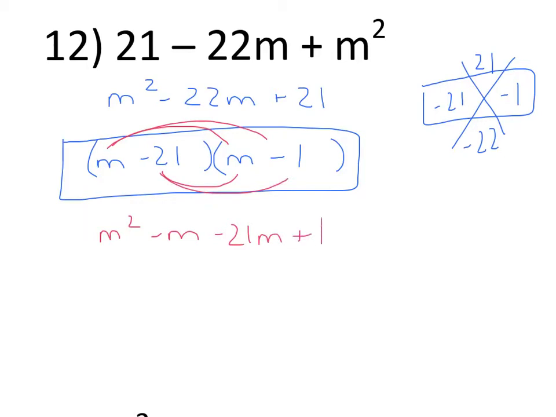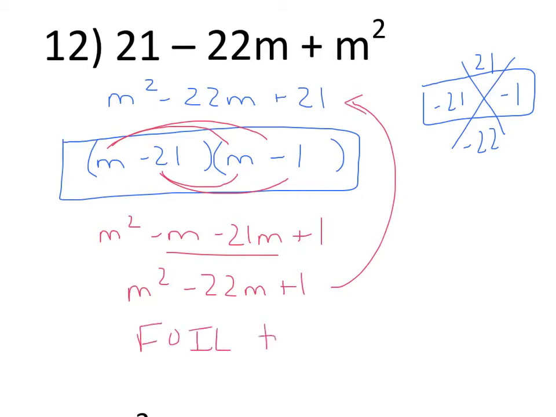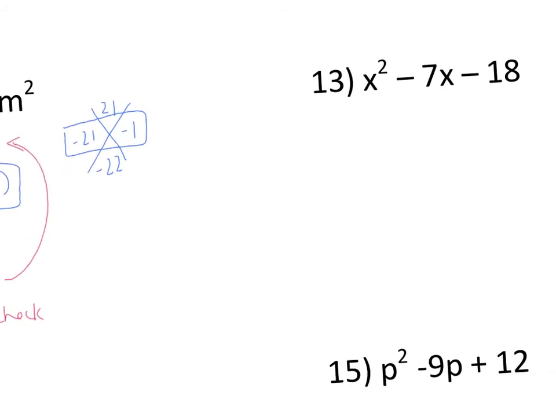So I combine like terms, so I get m squared minus 22m plus 21. Exactly what we had just above right here. Okay, so just keep in mind that you can always FOIL to check. Okay, all right, so number 13.